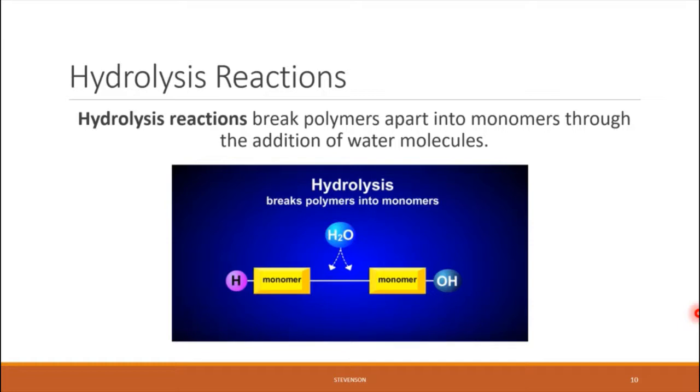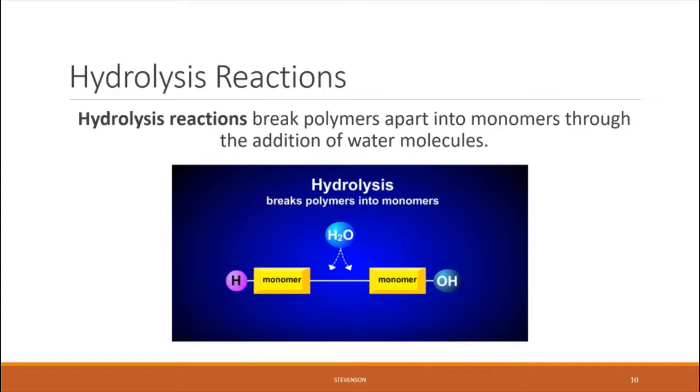So, the opposite sort of reaction to a dehydration reaction is called a hydrolysis reaction. Hydrolysis reaction is named for the fact that it again involves water. Hydro means water, and the term lysis literally means to split or to break apart. So hydrolysis means to break apart the monomers by adding a water molecule that splits the bond between them.